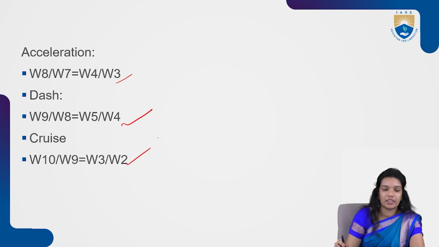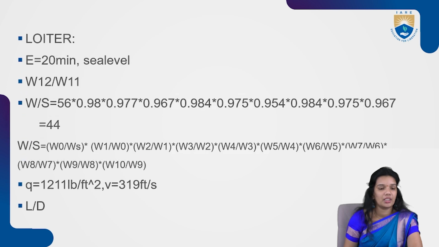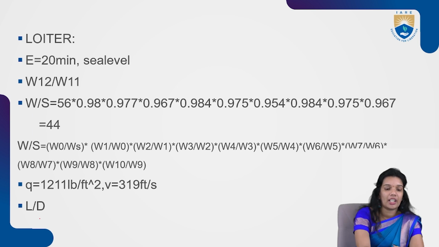Then cruise is also again the same, right? So far we have done segment fractions till W10 by W9, right? So next is a loiter segment. Now loiter again we know. Loiter segment again we're going to take from the Breguet endurance equation, right? So from the Breguet endurance equation we need again this L by D. We calculate dynamic pressure. We calculate wing loading, right?